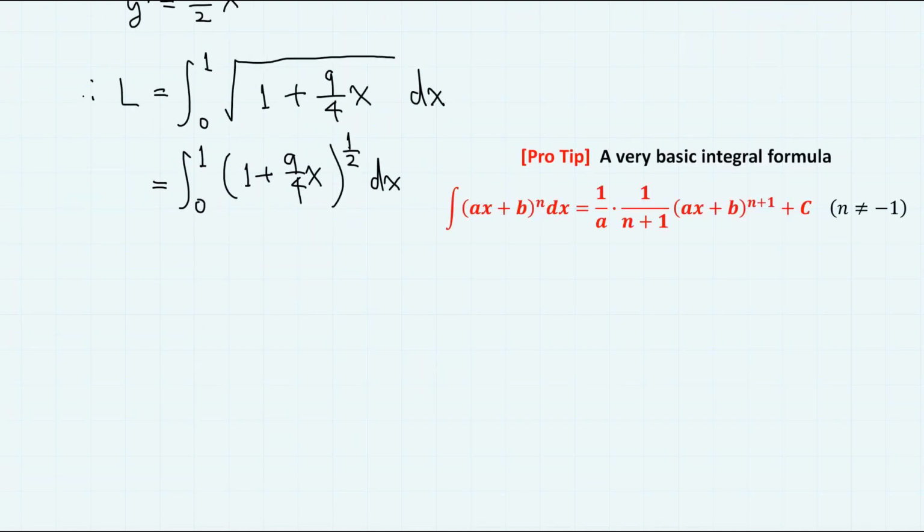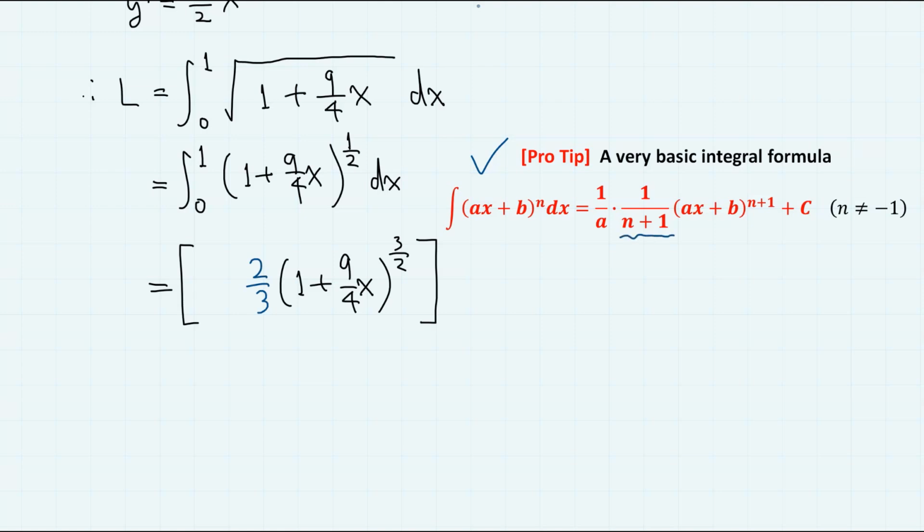This integral can be done by simply applying this very basic formula that you learned from calculus class. So we have first 1 plus 9 over 4 x, and the power increases to 3 over 2, then 2 over 3 from this part, and then 4 over 9 from this part. So this, with the endpoints 0 and 1.